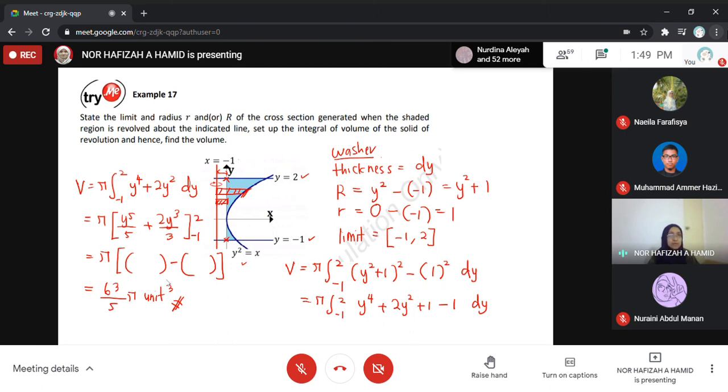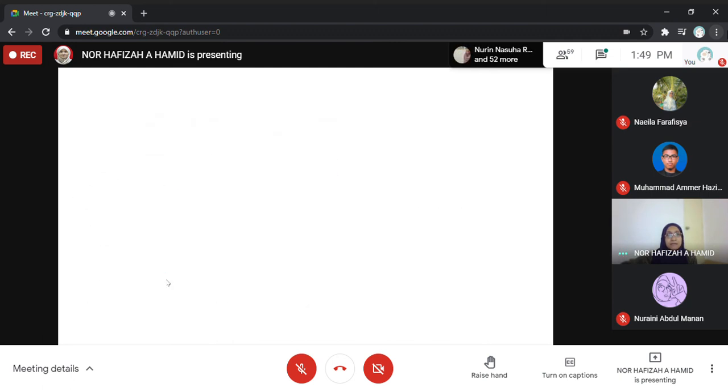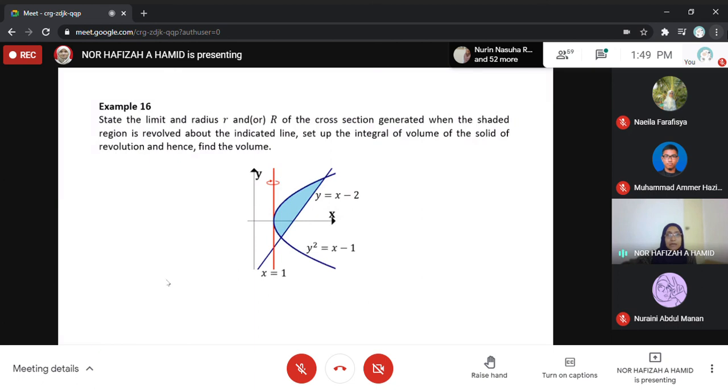Boleh? Untuk, so kita dah habis untuk disk dengan washer. Nanti next class kita akan masuk yang last method, cylindrical shell method. Okay. Boleh, ada soalan? So kalau kita tengok example 16 ni, contoh kita nak set up ya. Okay, so kat sini set up dia, yang ini you punya outer radius. So nanti kalau you nak calculate outer radius you, yang right function curve.